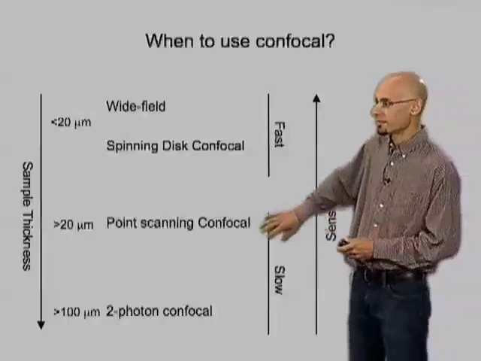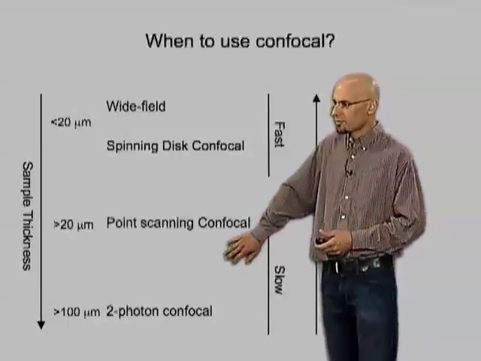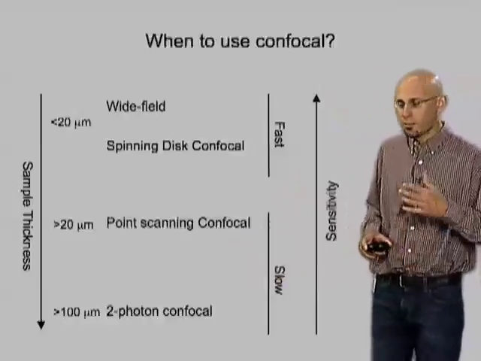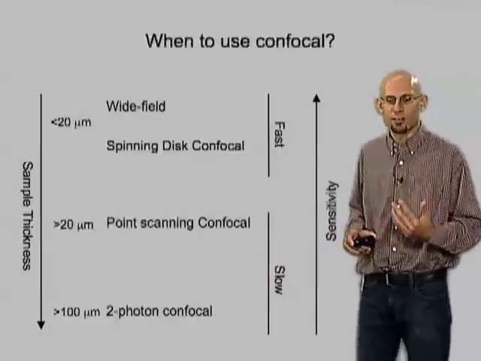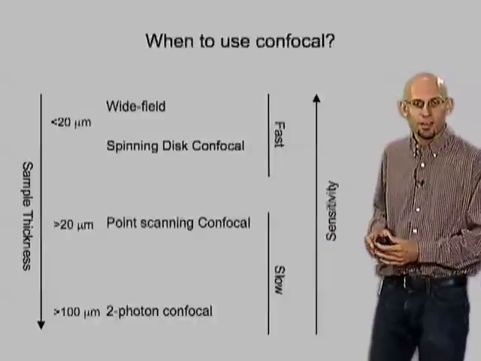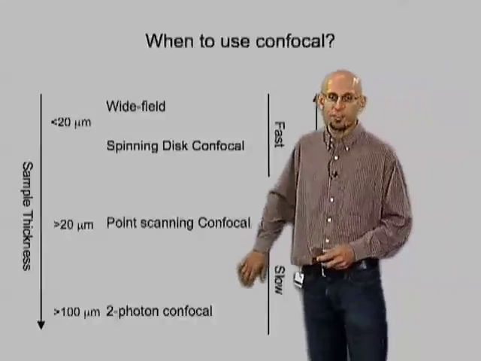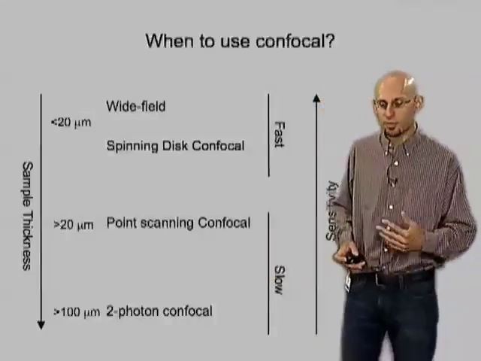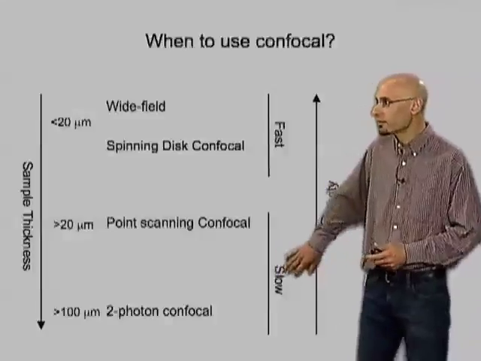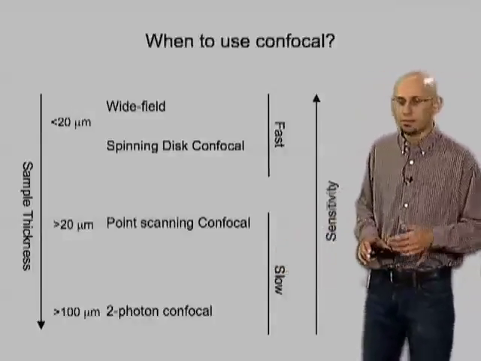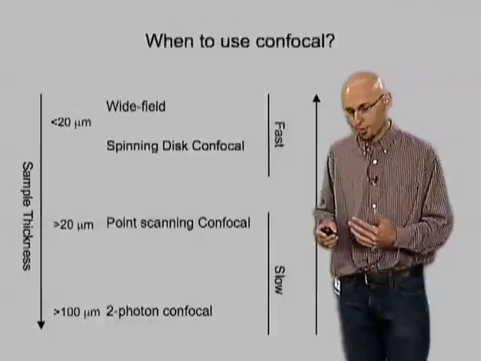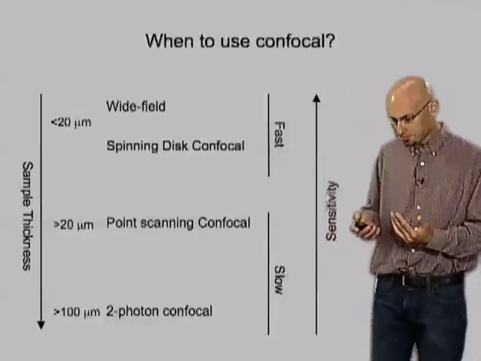But even it has limits, and much above 100 microns, certainly once you get beyond 200 microns, even the pinholes here in the laser scanning confocal are not sufficient to get rid of all the out-of-focus light. And it's for those really thick specimens that two-photon microscopy really comes into its own. It also tends to be slow and not as sensitive as these other techniques, but it's really the only thing that's capable of imaging those really thick specimens.